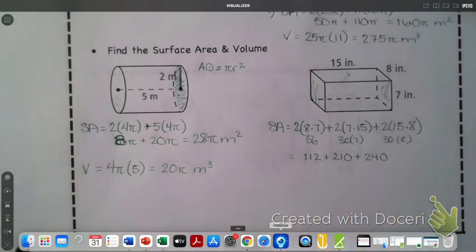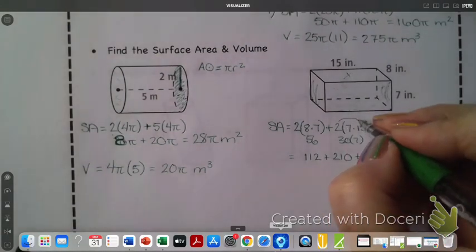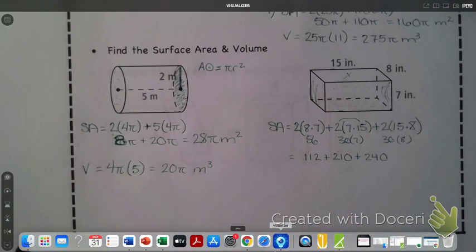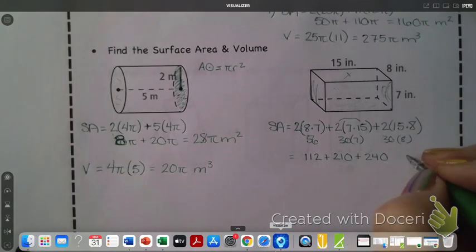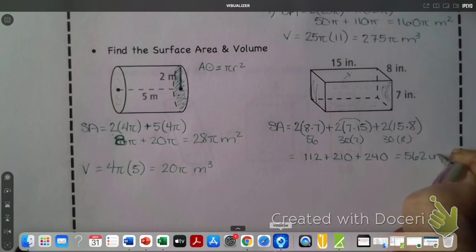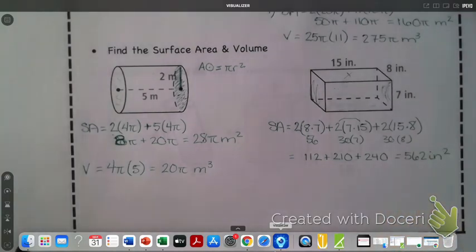Guys, you know why I multiplied 2 times 15 rather than 2 times 7? Because it's easier multiplication, right? Because I was going to get a power of 10. 562 inches squared. You guys agree with his 562? Okay.